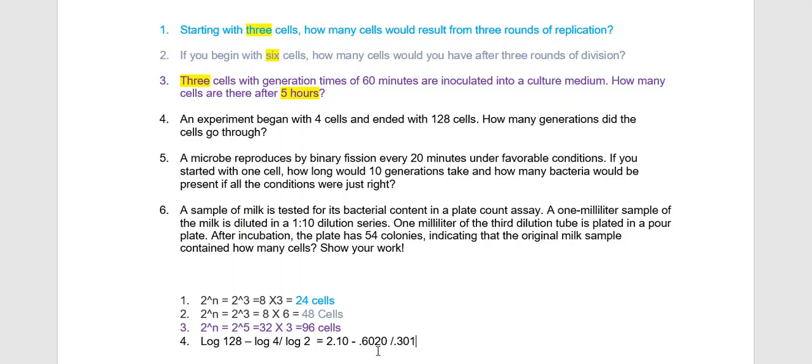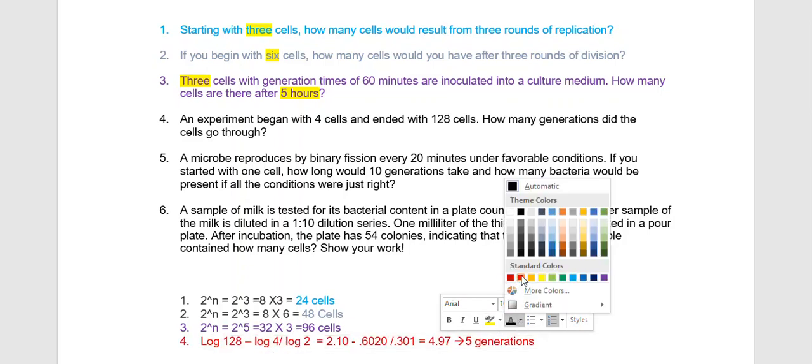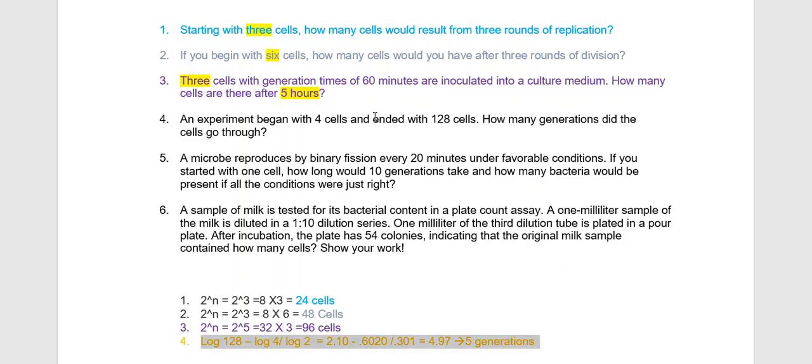and what we are left with is something that looks like 4.97. And what we can do with that is we'll just round that up to 5. And we have 5 what? Generations. And let's make you a pretty orange color. So it's kind of obnoxious. I apologize.